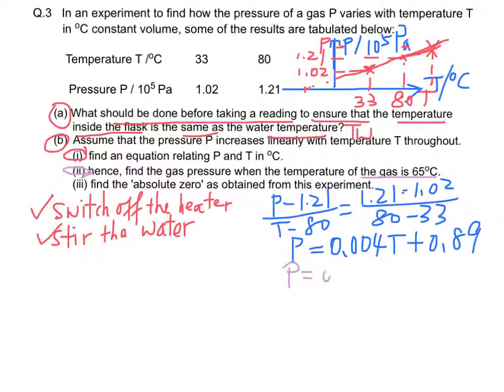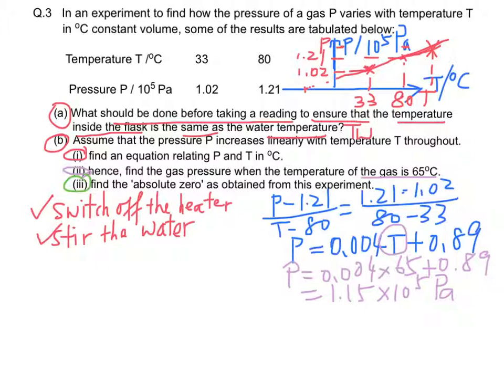For part 2, when the temperature of the gas is 65 degrees Celsius, we have the pressure equal to 0.004 times 65 plus 0.89, which is equal to 1.15 times 10 to the power 5 Pascal.